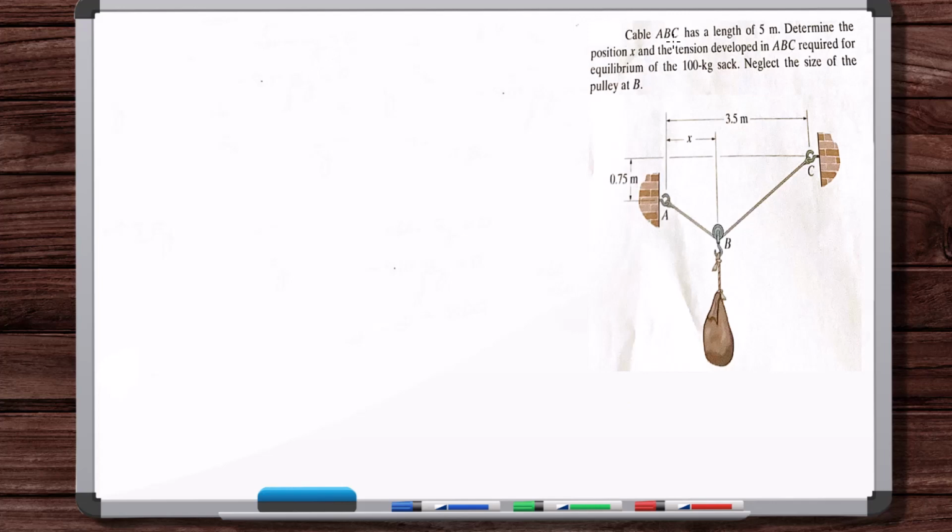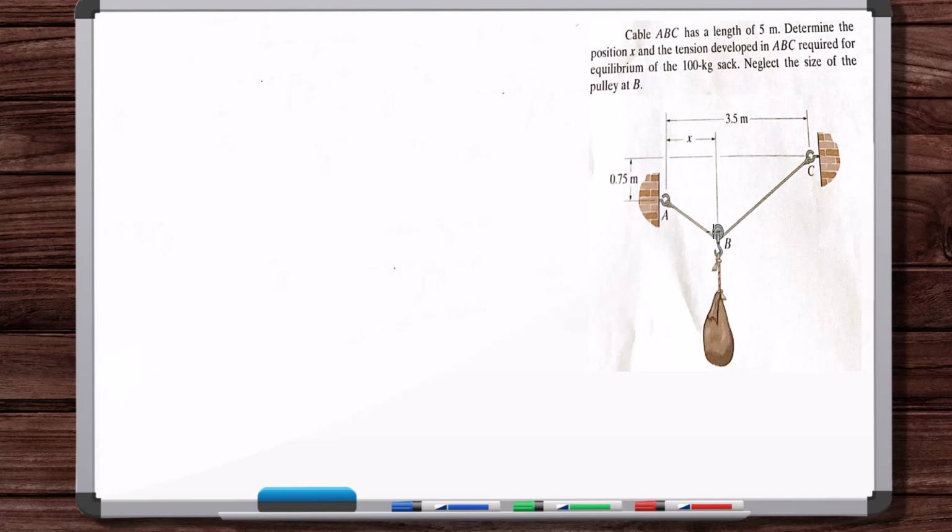Okay, so cable ABC has a length of 5 meters. Determine the position X and the tension developed in ABC required for equilibrium of the 100 kilogram sack. So this is 100 kilograms. Neglect the size of the pulley at B. Okay, let's start. Let's identify a free body diagram that would help us here.